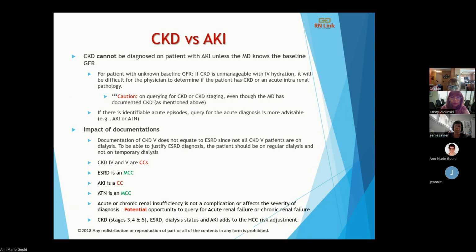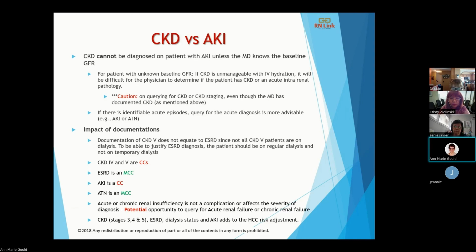CKD 4 and 5 are CCs. Your end stage is an NCC. Of course, your AKI is a CC and your ATN is an MCC. And then your acute on chronic renal insufficiency is not a complication or does not affect the severity of a diagnosis. That's where your potential opportunity to query for acute renal failure or chronic renal failure is noted.